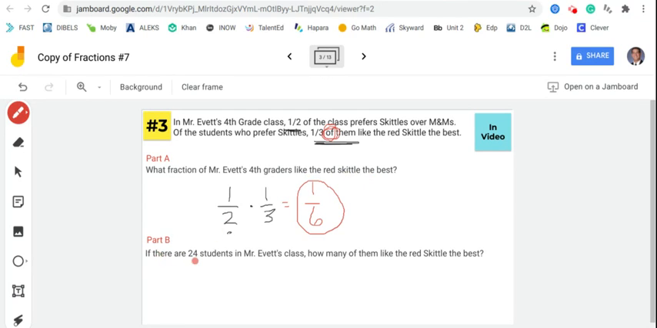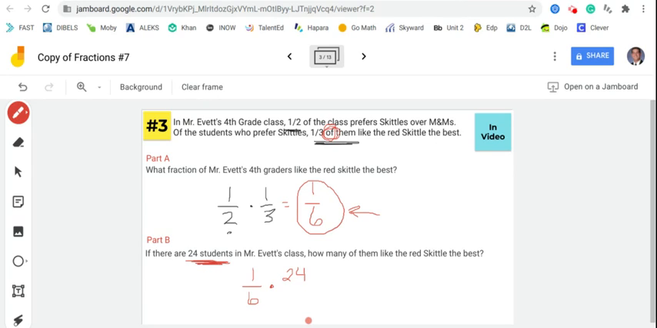Part B question: if there are 24 students in Mr. Evatt's class, how many of them like the red Skittle the best? Well, we just found in part A that 1/6 of his class likes the red Skittle the best. So let's multiply 1/6 of the class. And in part B, we are told how many students are in that class. So what's 1/6 of 24? Okay, so 1/6 times 24.